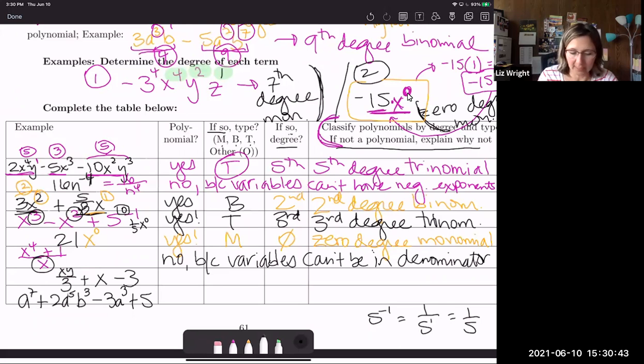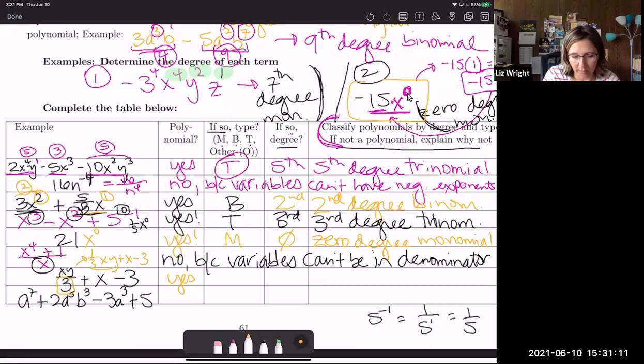xy over 3 plus x minus 3. Do we have any variables in the denominator? Nope. Do we have any variables with negative exponents? Nope. Is this a polynomial? Yes. Some of you might be going, wait, what about that 3? You can rewrite it like this too, right? 1/3 xy plus x minus 3. That works too. All right, how many terms do we have?